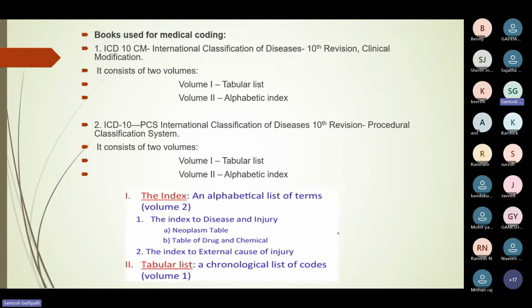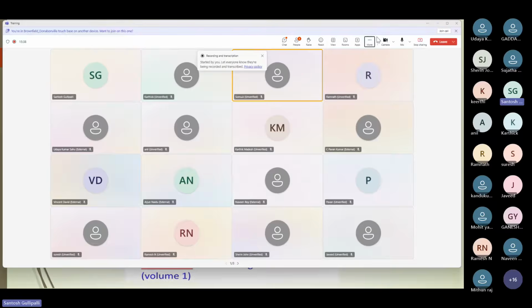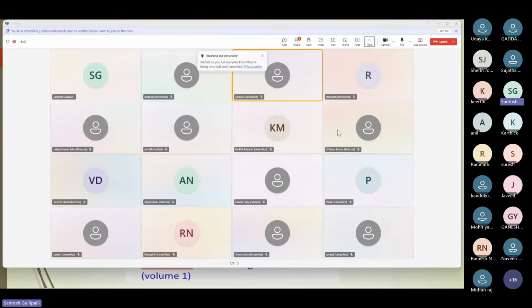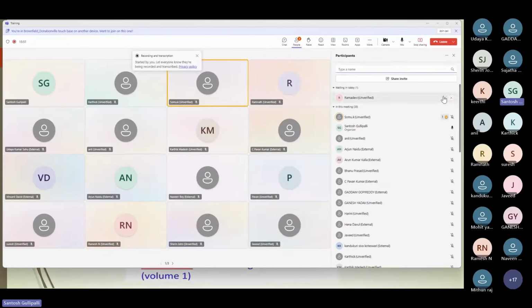So today we will learn the basics of medical coding. In the basics of medical coding, first, what are the books used in medical coding? Basically, we use four books in medical coding.